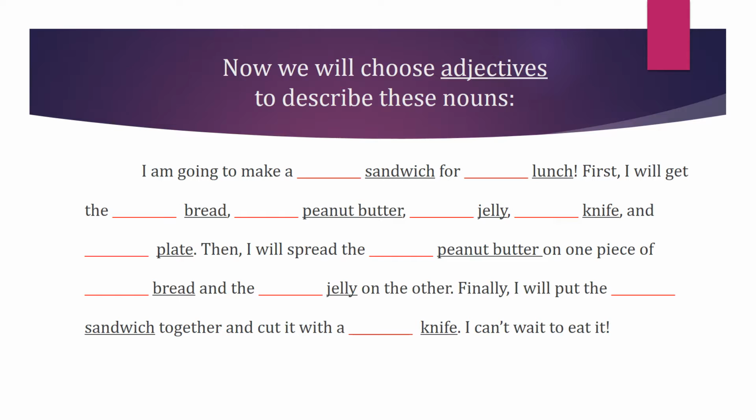What kind of sandwich? What kind of lunch? What kind of bread did we use? Was it 12-grain sourdough, white wheat? What kind of peanut butter? Crunchy or smooth? What kind of jelly? Apple, raspberry, grape? What kind of knife? Was it a table knife, a butter knife, a sharp knife, a dull knife, a shiny knife? What kind of plate? Was it a paper plate or a fancy china plate?